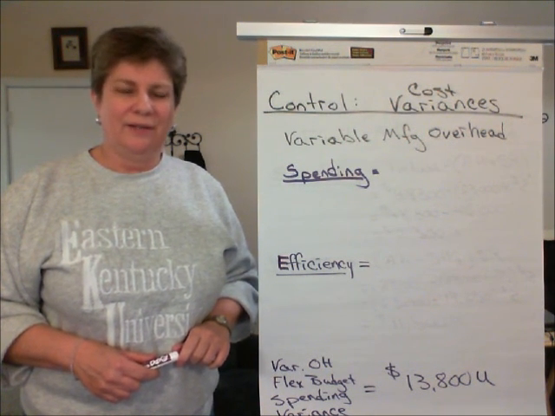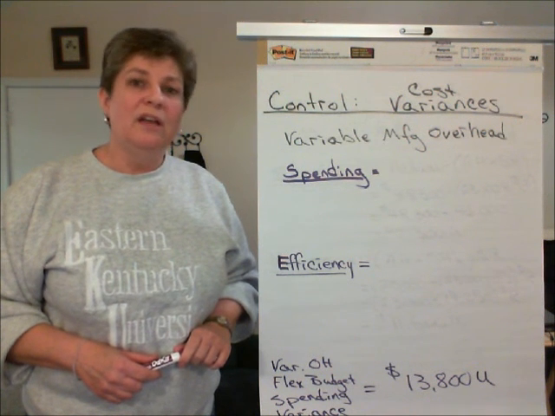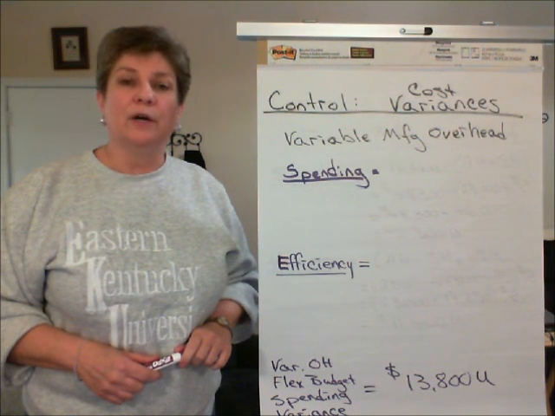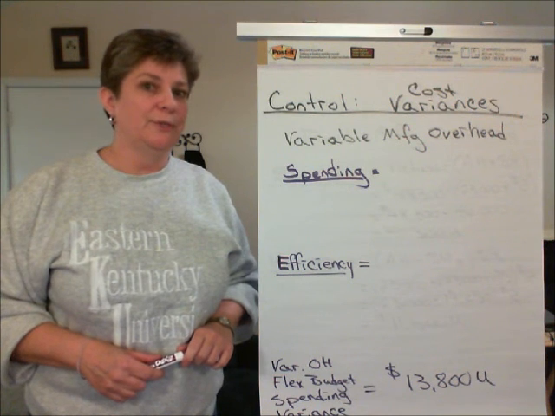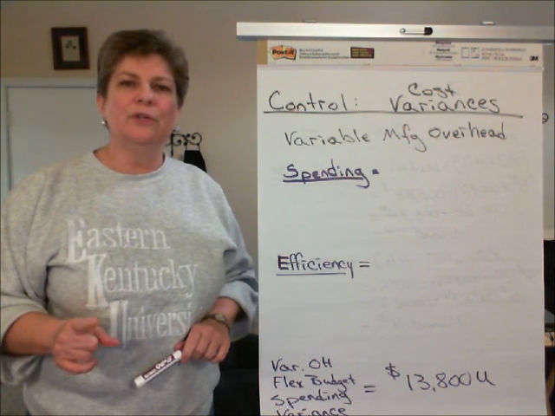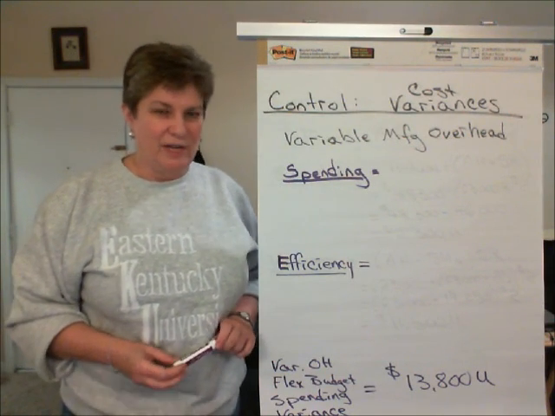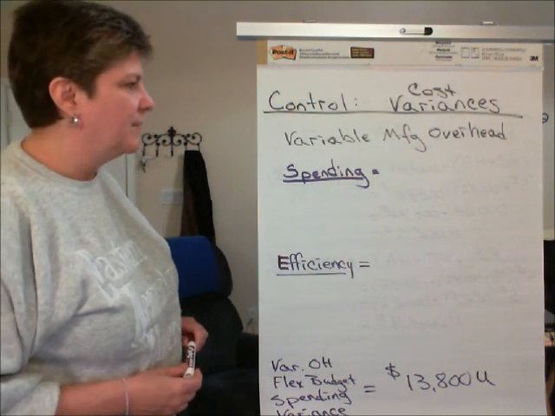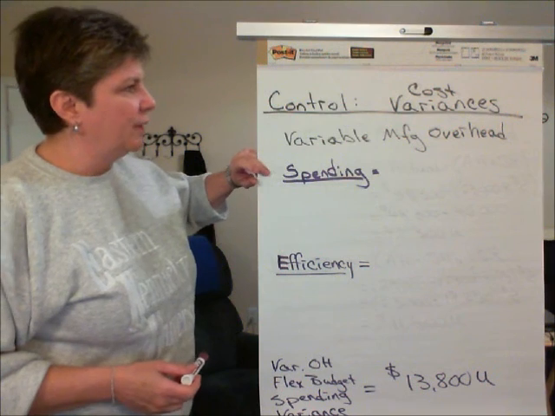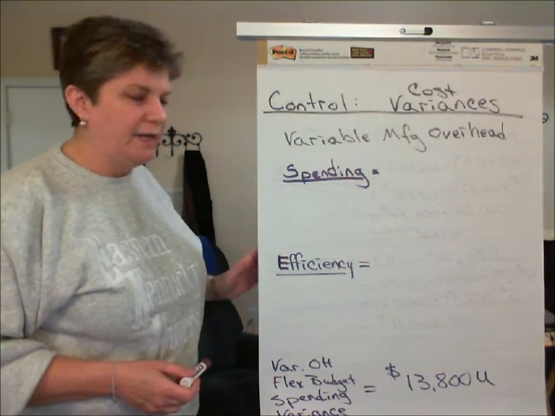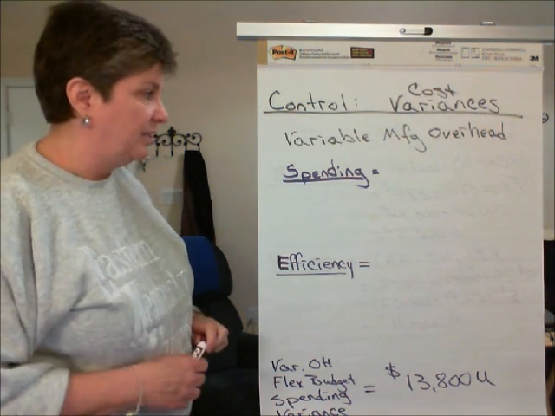Managerial accounting, planning and control, variable manufacturing overhead variances. All right, we looked at materials, we've looked at labor. Now we need to take a look at the variable manufacturing overhead variances. Now, the variable manufacturing overhead variances are a spending variance and an efficiency variance.